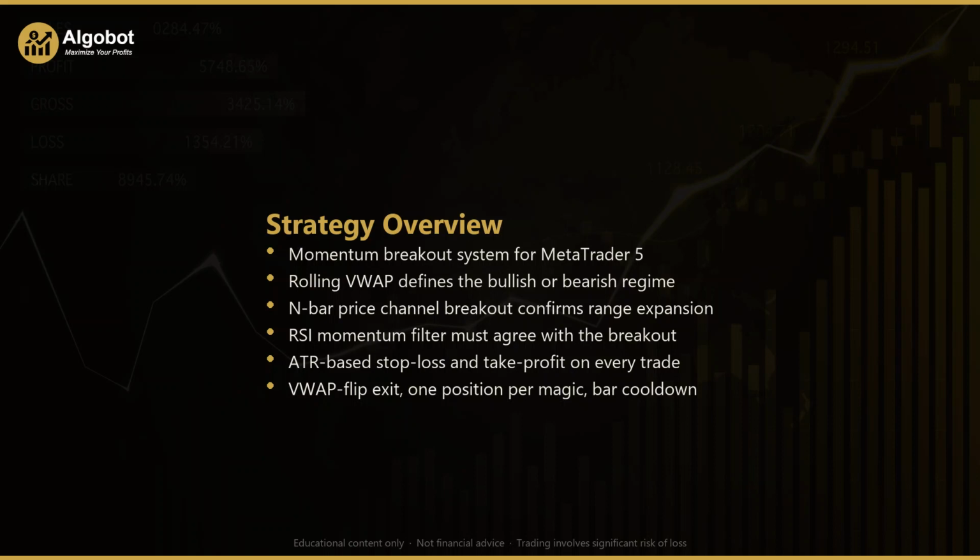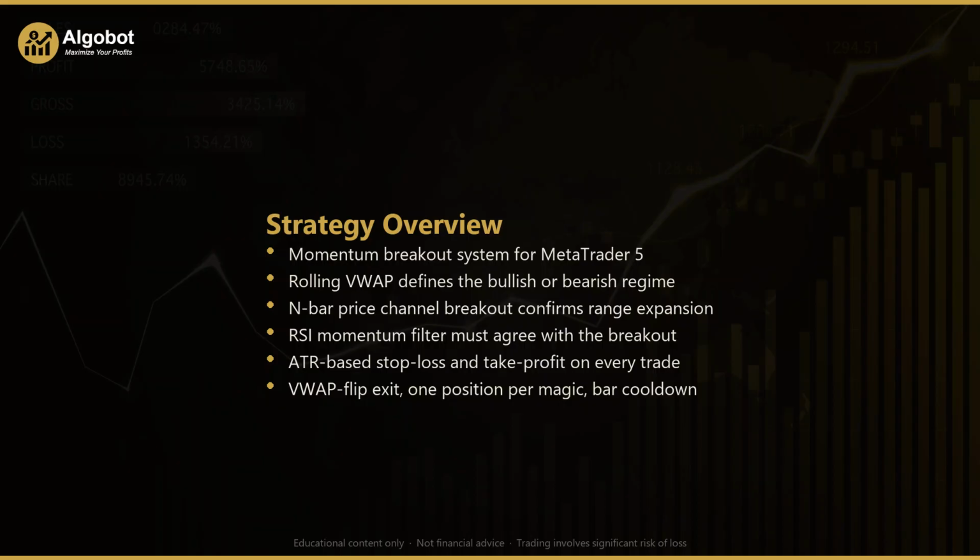The second layer is an in-bar price channel, the highest high and lowest low of the recent bars. A real breakout means price closing beyond that channel, signaling true range expansion rather than noise. The third layer is the relative strength index, which measures momentum and confirms that strength is leaning in the same direction as the breakout.